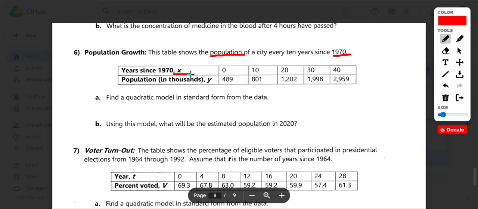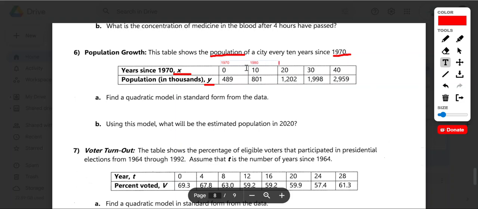So we know that this is X and this is Y. But then what does it mean here when it says 0? Well, since it's years since 1970, what it means is that it has been 0 years since the year 1970. So that first measurement is in 1970. So this year is 1970, right? And then years since 1970 here, 10 years past 1970 would be 1980.